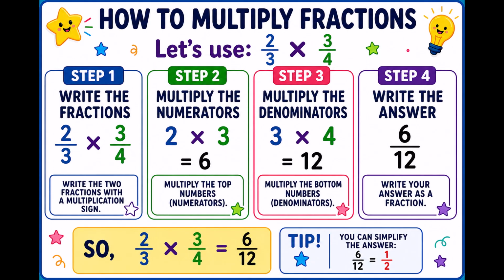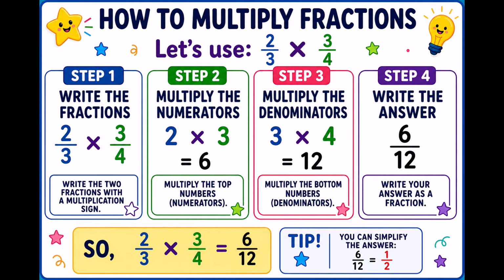Step 1, write the fractions with a multiplication sign. We have 2/3 times 3/4. Step 2, multiply the numerators, which are the top numbers. 2 times 3 equals 6. Now, step 3, multiply the denominators, the bottom numbers. 3 times 4 equals 12.